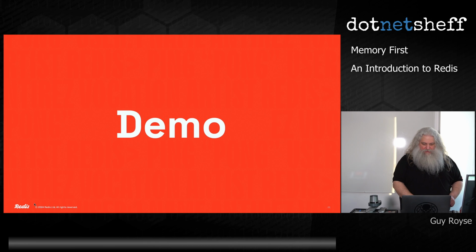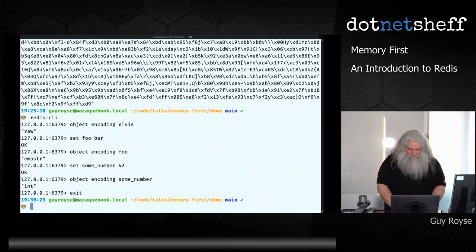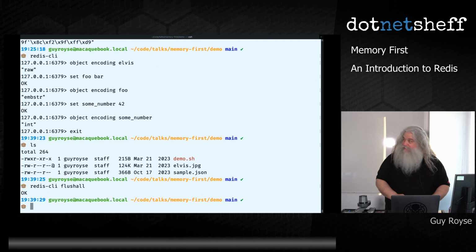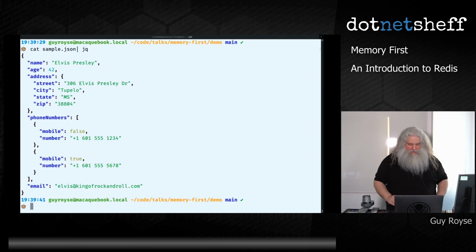So let's go back to here, exit. And if I go into here, let's do redis-cli, flushall. There we go. See, I told you it just returns OK. And I've got a little sample JSON here. And that's what it looks like.